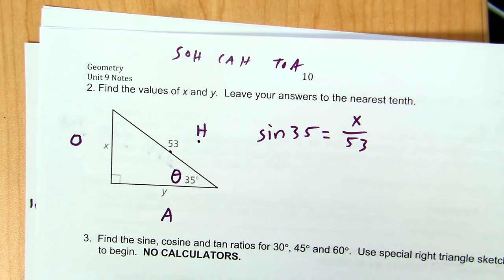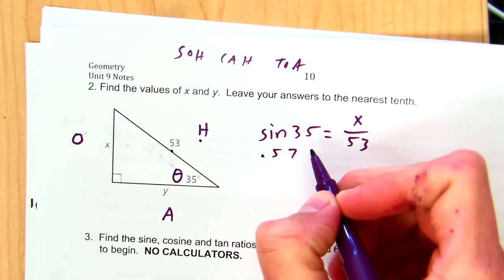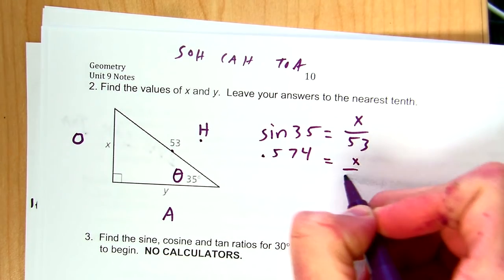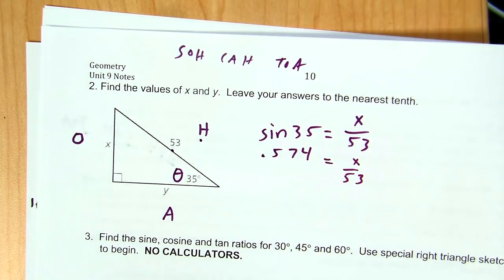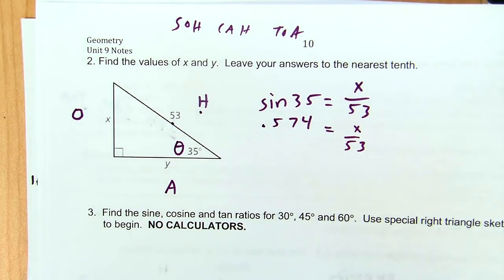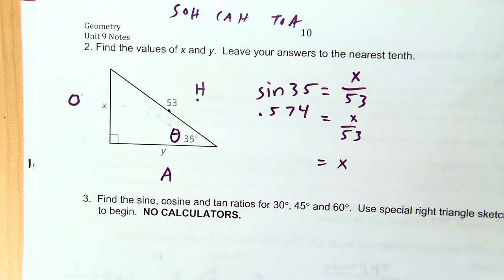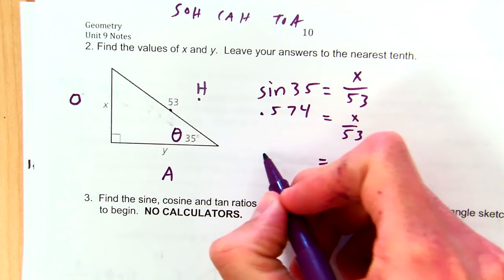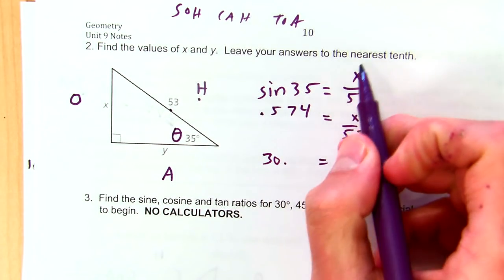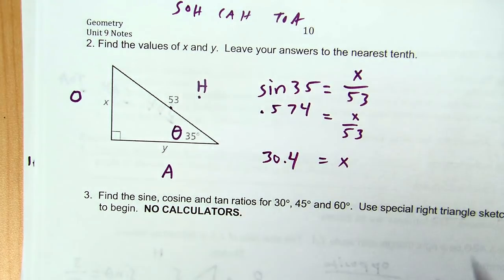So you put the sine of 35 in on your calculator and you get 0.574 is equal to x over 53. And now the final step to get rid of a divide by 53, you will multiply each side by 53. 0.574 times 53 gives you roughly 30. I guess this says round to the nearest tenth, so it'll be 30.4 for x.